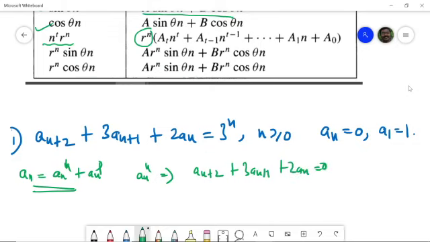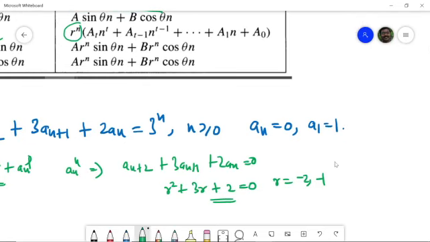The solution of this will lie in the characteristic equation, which is r squared plus 3r plus 2 is equal to 0. The solution of this is r equal to minus 2 and minus 1. Hence the solution of the corresponding homogeneous equation would be a_n^h equal to c1 into (minus 2) raised to n plus c2 into (minus 1) raised to n. So this is the solution of the corresponding homogeneous equation.